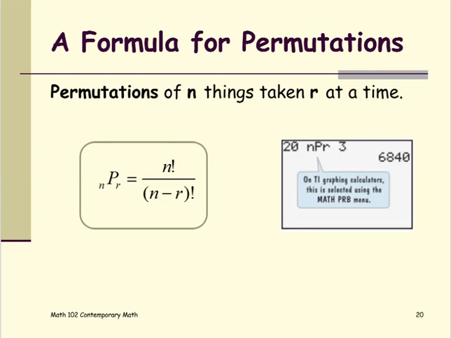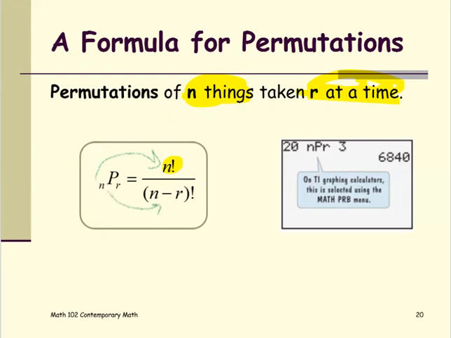A formula for permutations. Permutations of n things taken r at a time. That means you have n choices, but you are going to take only r out of n, one at a time from the group. The formula is nPr, or P from the n things taken r, is n factorial divided by the difference of n and r, factorial.